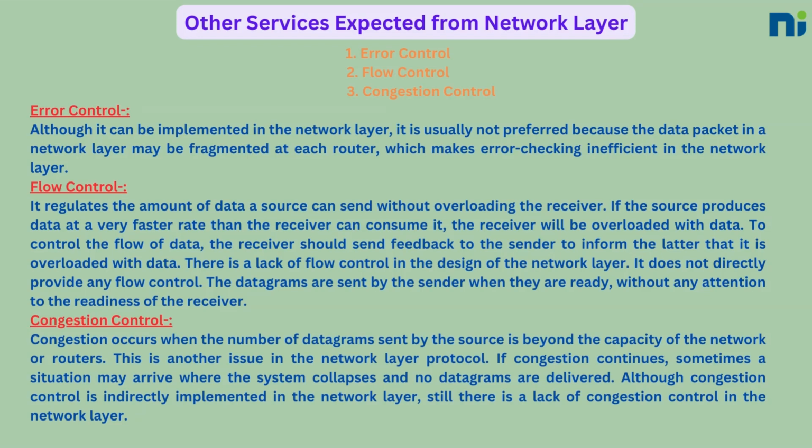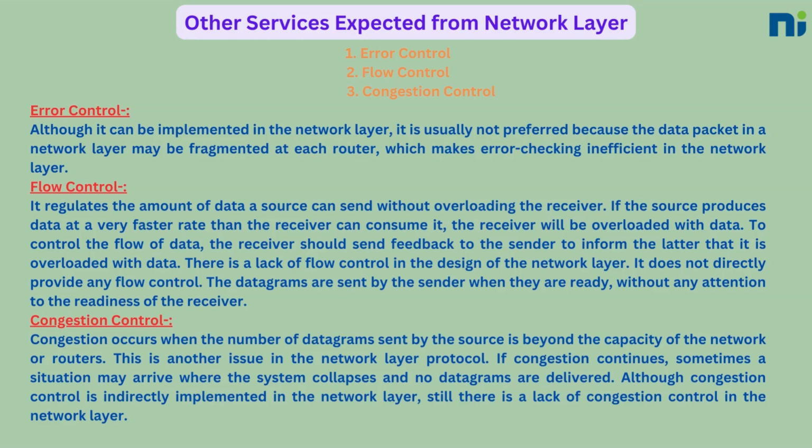Flow control. It regulates the amount of data a source can send without overloading the receiver. If the source produces data at a much faster rate than the receiver can consume it, the receiver will be overloaded with data. To control the flow of data, the receiver should send feedback to the sender to inform the latter that it is overloaded with data. There is a lack of flow control in the design of the network layer. It does not directly provide any flow control. The datagrams are sent by the sender when they are ready, without any attention to the readiness of the receiver.